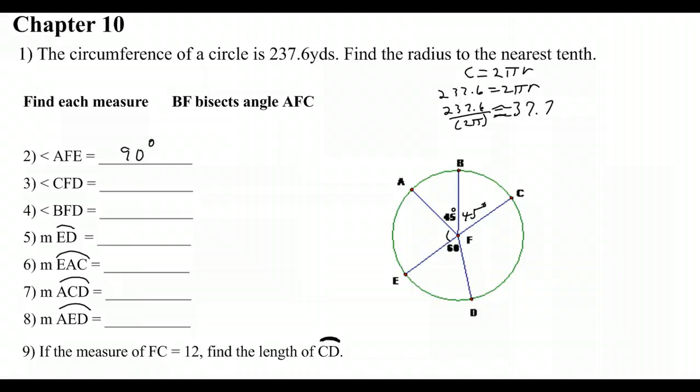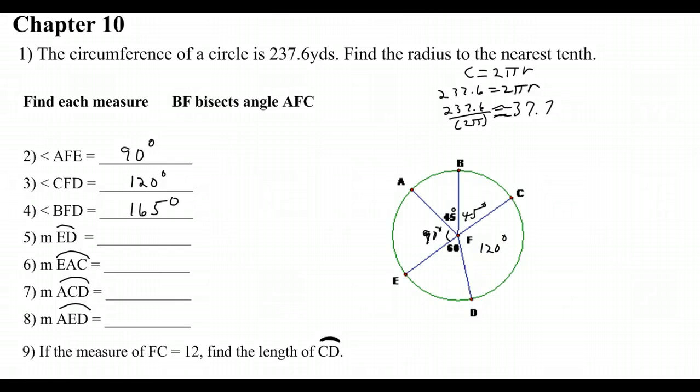CFD, well, this once again is 180 degrees. This part is 60, so I got 180 minus 60 is 120 degrees. And that should add up to 360 if you add it all together, and it does. Angle BFD from B to F to D is 45 plus 120, so that's 165 degrees.